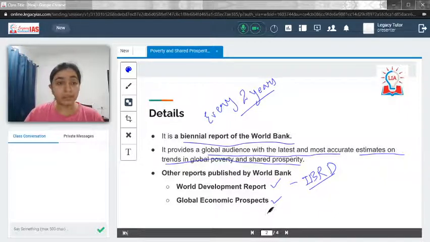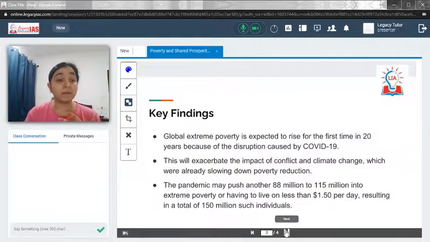Just remember, UPSC at times has asked about who has published what kind of report or index. So such very factual information you also have to try to remember. So this is one thing. Now let's move forward and try to find out what are the major findings.